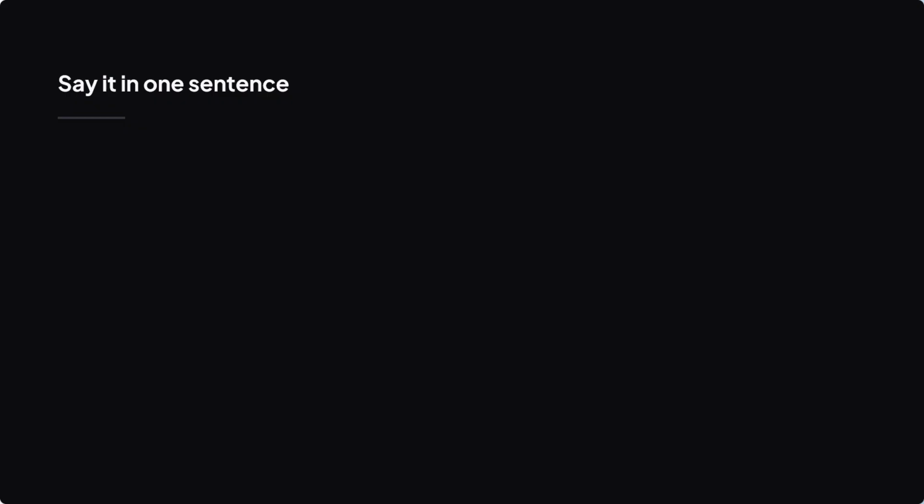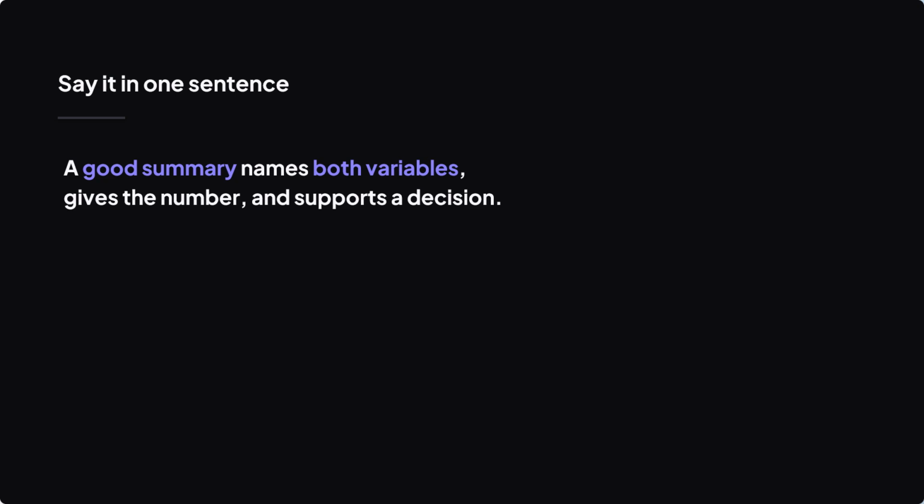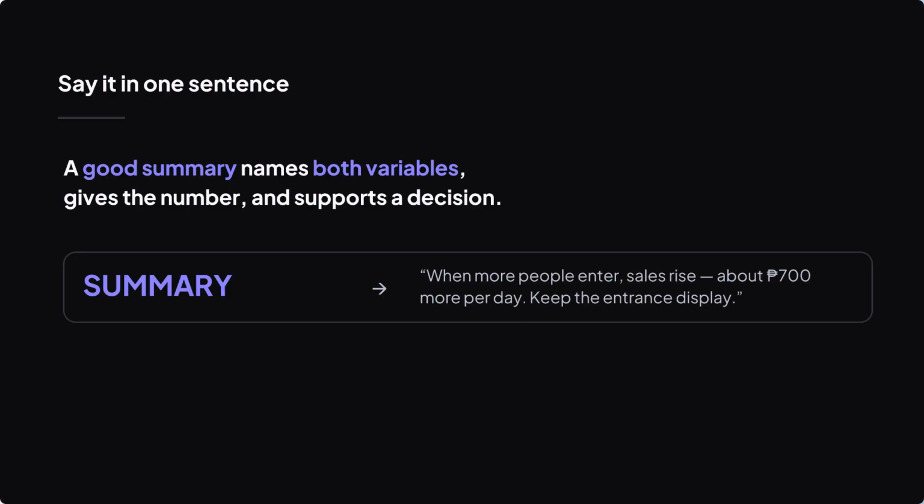Now Danilo reports the finding. A good summary names both variables, gives the number, and supports a decision. Here's a sample summary from the previous example. When more people enter, sales rise, about 700 pesos per day. Keep the entrance display.